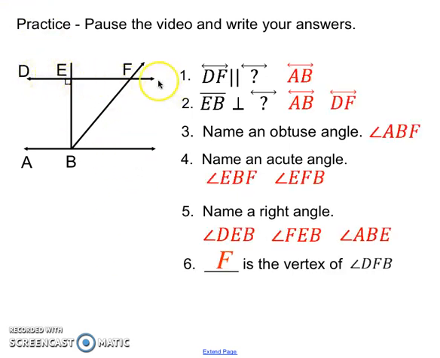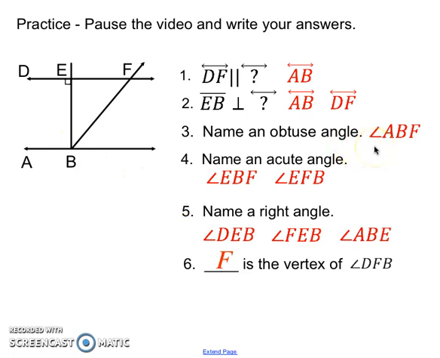Line DF is parallel to line AB. DF, I could have also called it line DE or EF, but you just have to pick one. Segment EB is perpendicular to 2 different lines. You could have either said that EB is perpendicular to DF, this top line, or it is perpendicular to AB. So if this guy has the little box there, then this one also will have the box there since I know they're parallel.